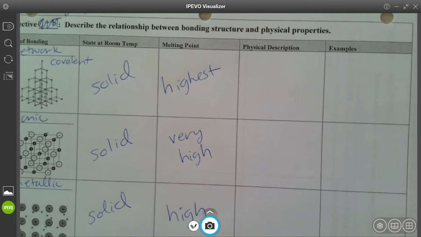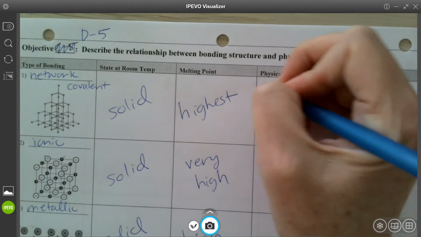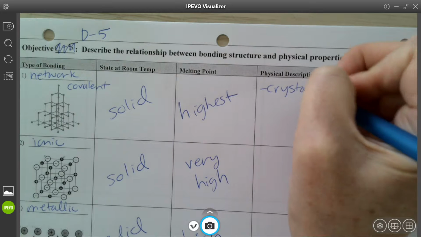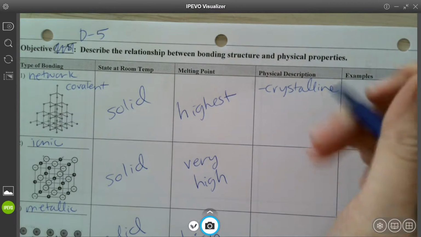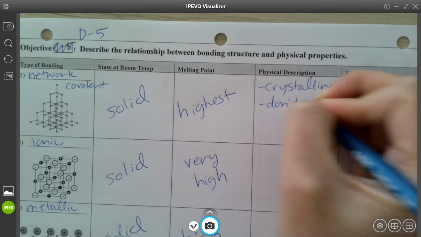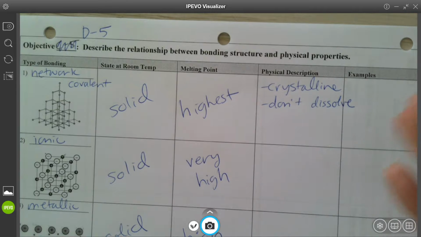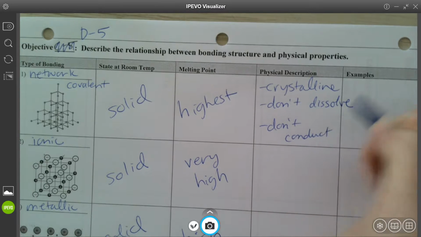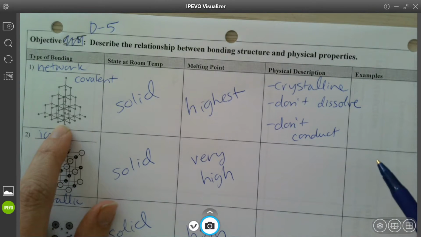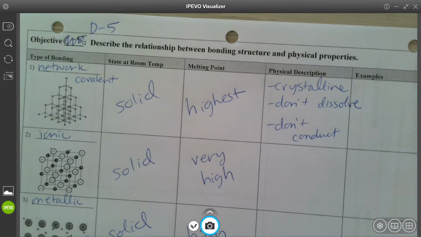All right, physical description. Network covalent substances are crystalline, which means they have sharp edges and straight sides. They don't dissolve, obviously. I didn't have you try to dissolve the rock in the lab because I think you knew it wouldn't dissolve. They also don't conduct. Their electrons are locked in place in the covalent bonds. So when you held the electrodes to the rock, it obviously did not conduct electricity.